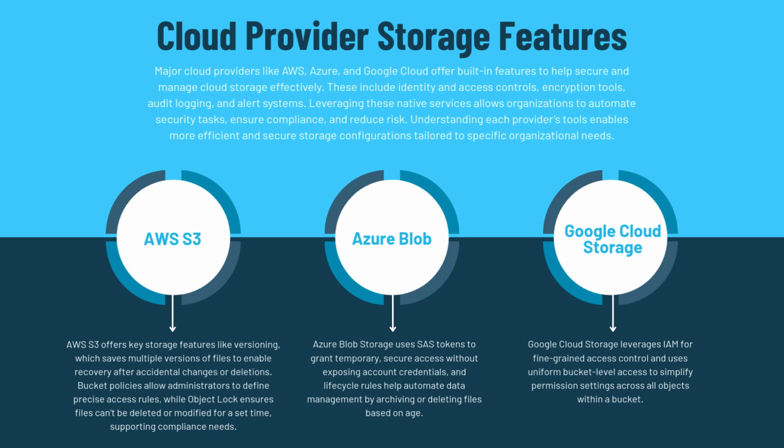Different cloud providers offer a variety of built-in tools to secure and manage storage effectively, and understanding these features helps you make smarter architectural decisions. For instance, AWS S3 offers versioning, which keeps older versions of files to support rollback in case of accidental changes, and Object Lock to prevent deletion for compliance retention. Azure Blob Storage uses Shared Access Signatures, SAS, to grant time-limited access to specific resources without exposing account keys. Google Cloud leverages IAM and uniform bucket-level access to streamline permission settings across storage objects.